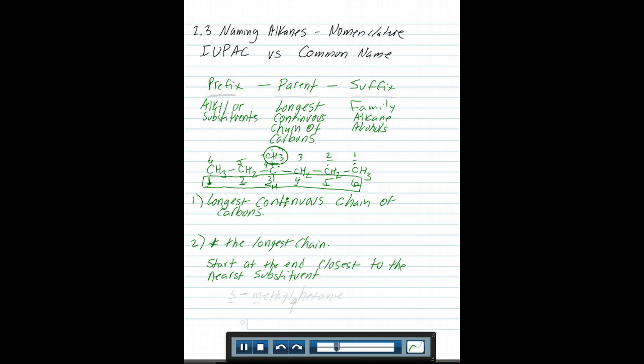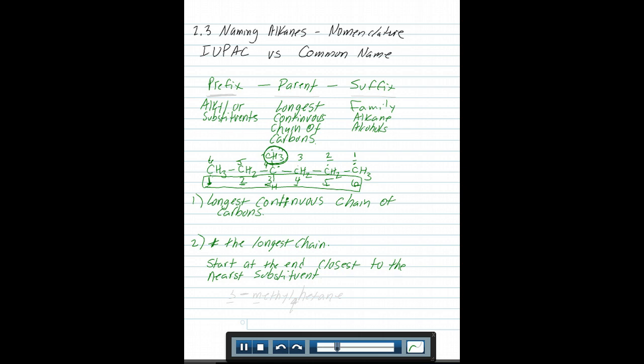Okay? It's not always I start on the left side. I can start on either side. It just all depends on where the first or the closest substituent is. Like I said, I could have a second substituent on there that might be closer on the other end, so that's the end I would start. Again, I'll show you examples.